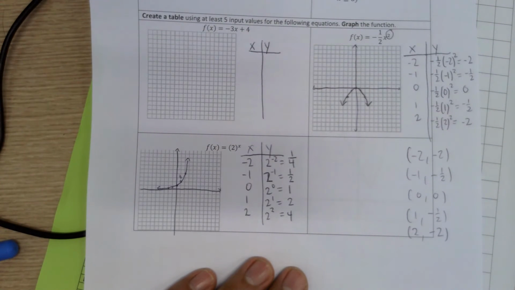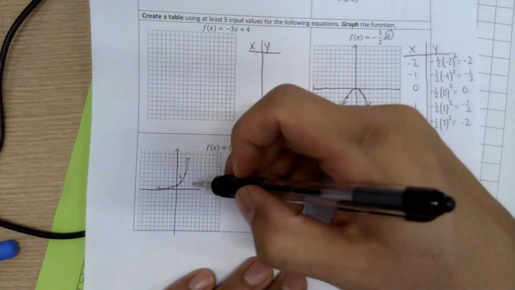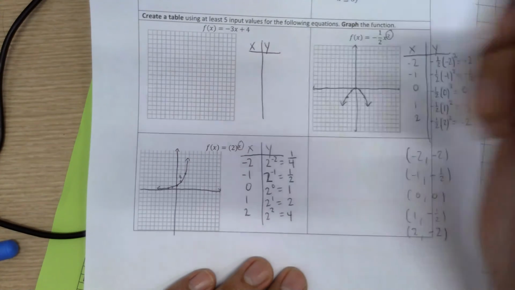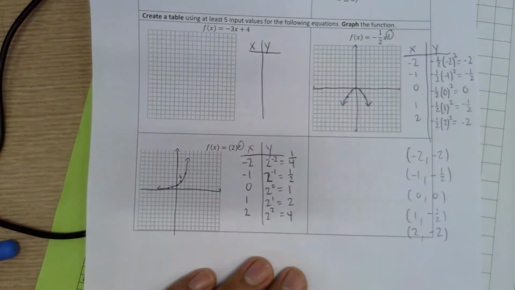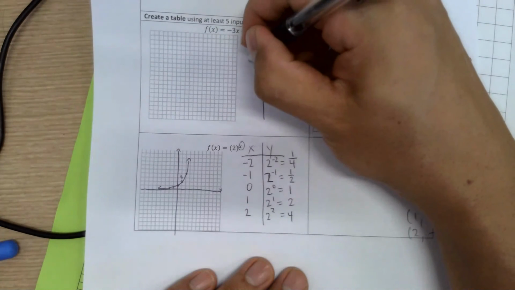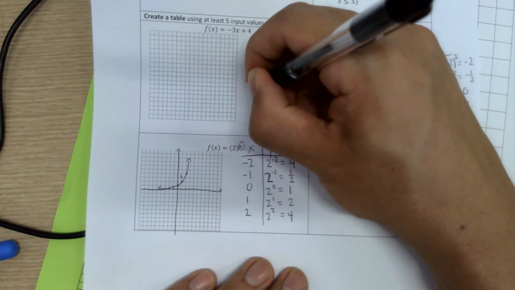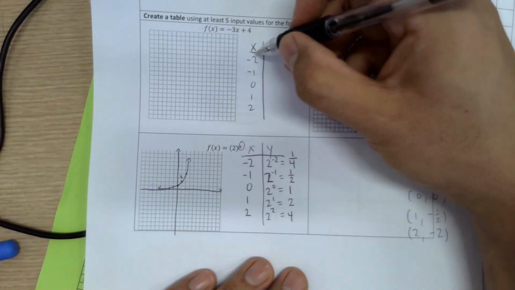So I want to make sure that when you have something to the x exponent, your graph is going to look something like this. And just for kicks, again, I can just plug in numbers here, -2, -1, 0, 1, and 2. And then I'm going to plug these values in.